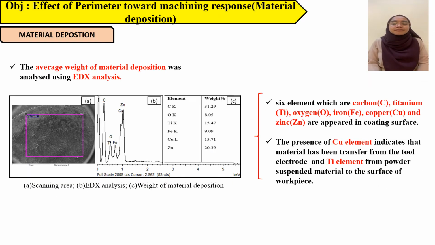Next is the study about the effect of machining parameters towards the material deposition. The average weight of material deposition was analyzed using EDX analysis. Based on EDX, 6 elements were found, which are carbon, titanium, oxygen, iron, copper and zinc, appearing on the surface coating. The presence of copper indicates that material has been transferred from the electrode, and the presence of Ti element is from the powder suspended material to the surface coating.